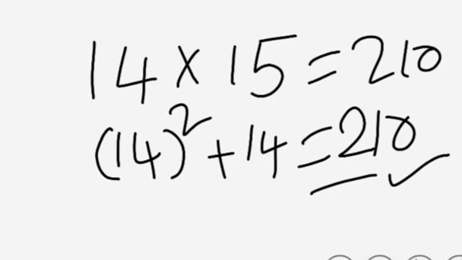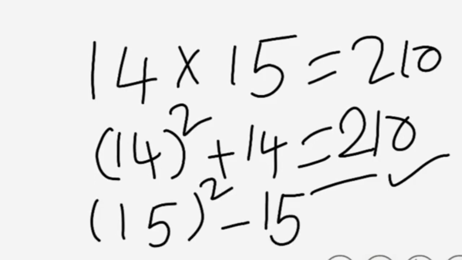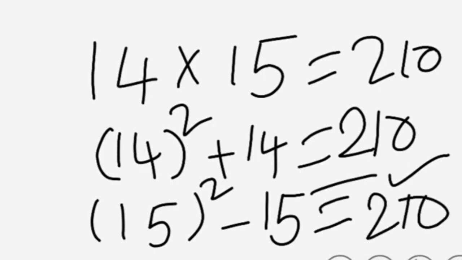If you want to take the big number, just take the big number 15, square it and subtract the big number. The result is also the same, 210. So 15 square is 225 minus 15, it is also the same result, 210. If you want to take the small number, square it and add the small number. If you want to take the big number, square it and subtract the big number. So that is the main process.